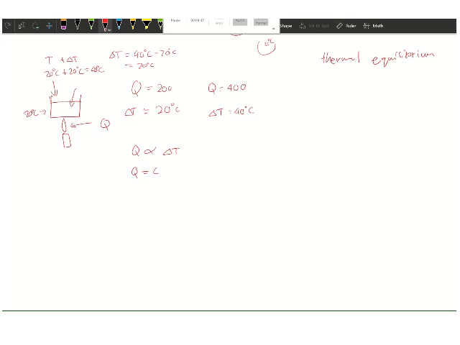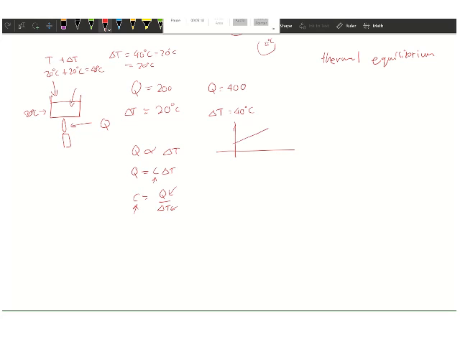We just put a constant with delta T. So the question here is, what does this constant mean? This constant is Q over delta T. So again, what does this tell us? This C represents the amount of heat required per temperature. So you can have different sets of materials where we have different sets of C.